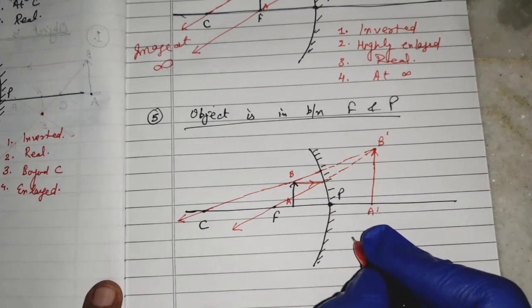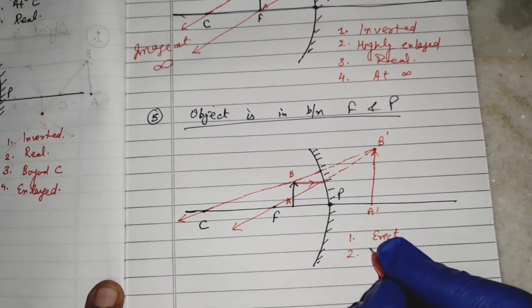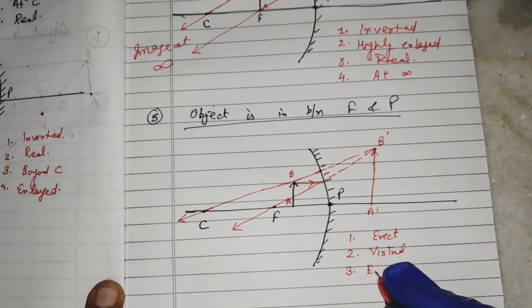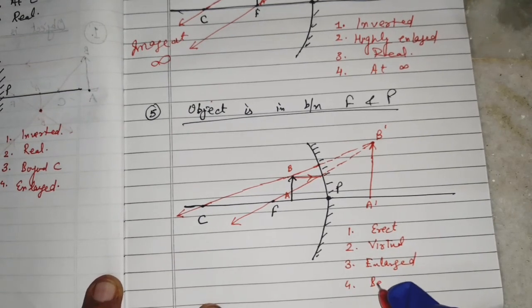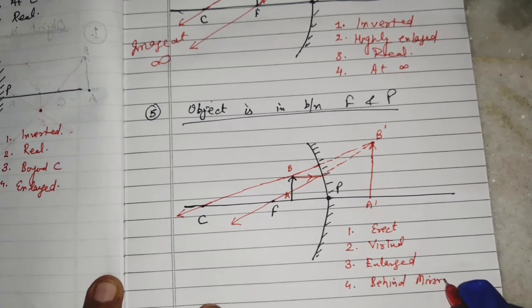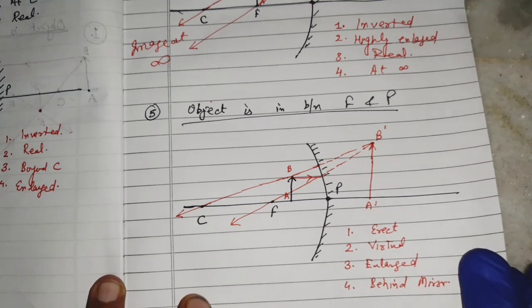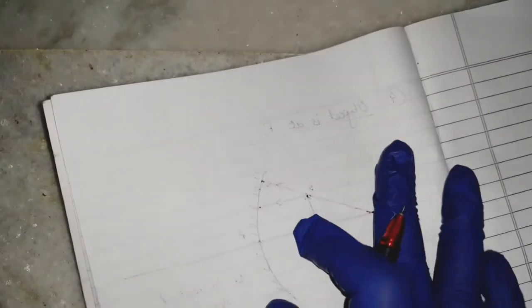So it is always erect, virtual, enlarged, and one more thing, where is it formed? Behind the mirror. So students, we have discussed these 5 cases, and one more case is there, when the object is at infinity. I will recall all these 6 cases again in this video, but let me do the 6th case also.